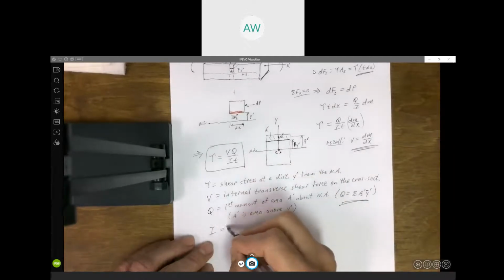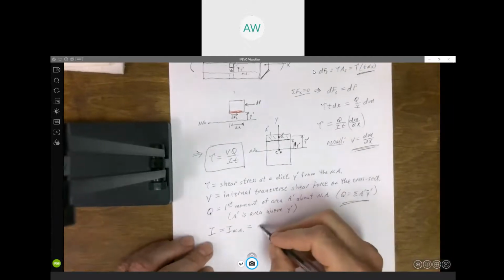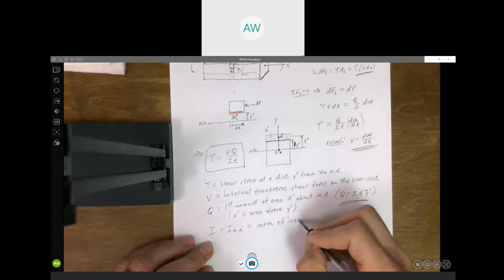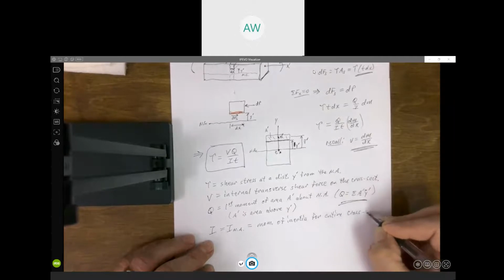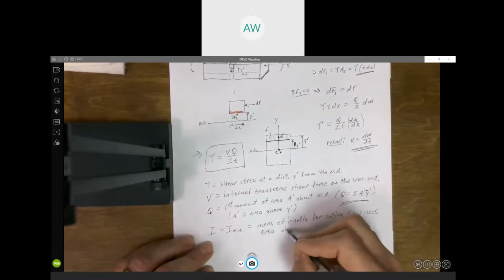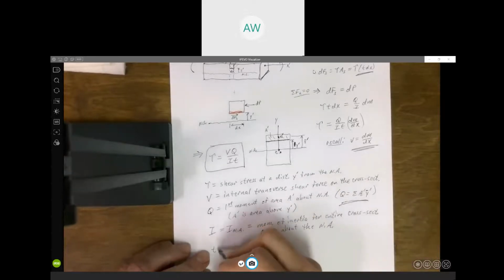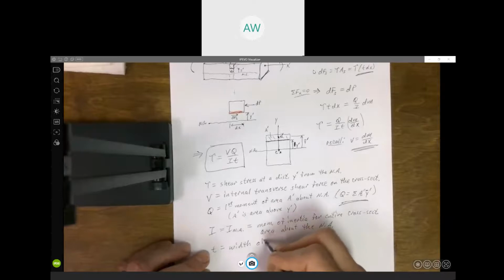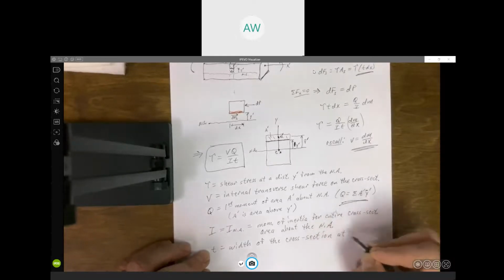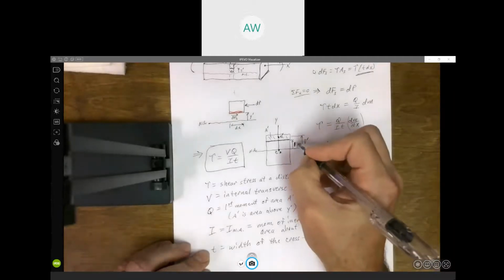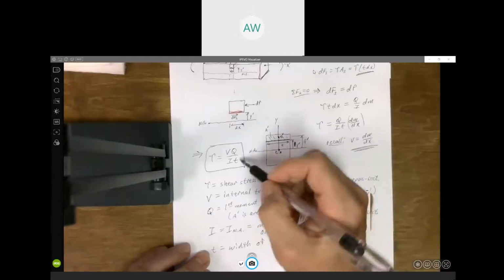I is the moment of inertia for the entire cross-sectional area about the neutral axis. And we got one more, t. t would be the width of the cross section at y prime. So whatever distance y prime you come up to, whatever the width or the thickness is at y prime, that's the t that goes in this formula.